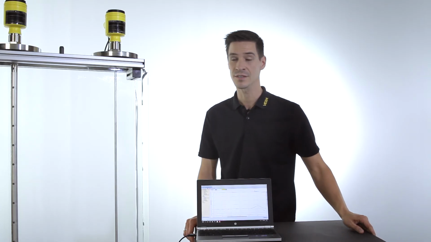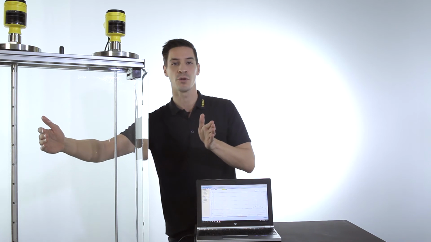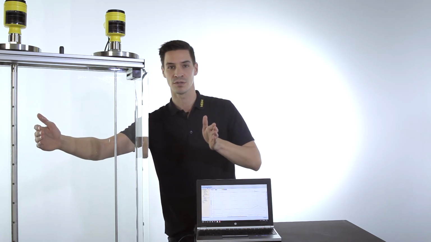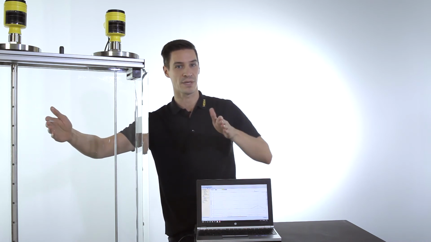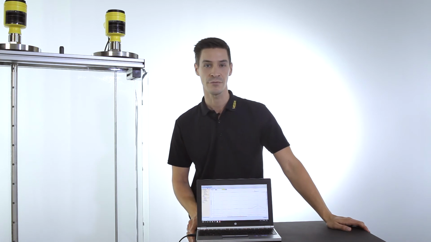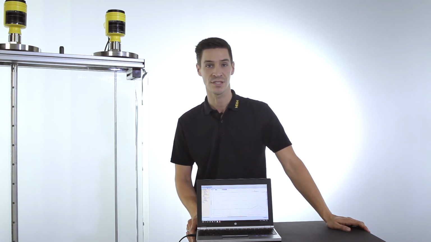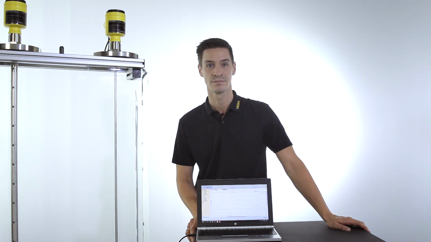The radar impulse will be guided along a rod or cable probe in a radius of 30 to 50 centimeters around the probe. Every influence outside of this radius has no influence on the measurement. Therefore, nearly all applications can be solved, even in difficult installation conditions.